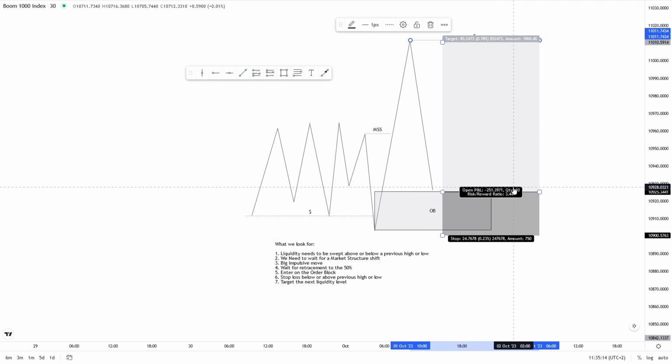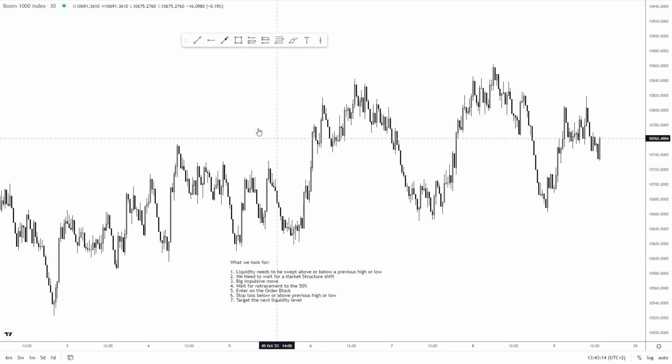All right. So let's take this to a live chart. Here we are on a live chart. We are on Boom 1000, the 30-minute time frame. So let's quickly go through all of these steps, make sure the trade is valid, and let's see what happens. So I'm going to go to the 5th of October. Let's start here. Liquidity needs to be swept above or below the previous high or low. Let's have a look. Liquidity has been swept.